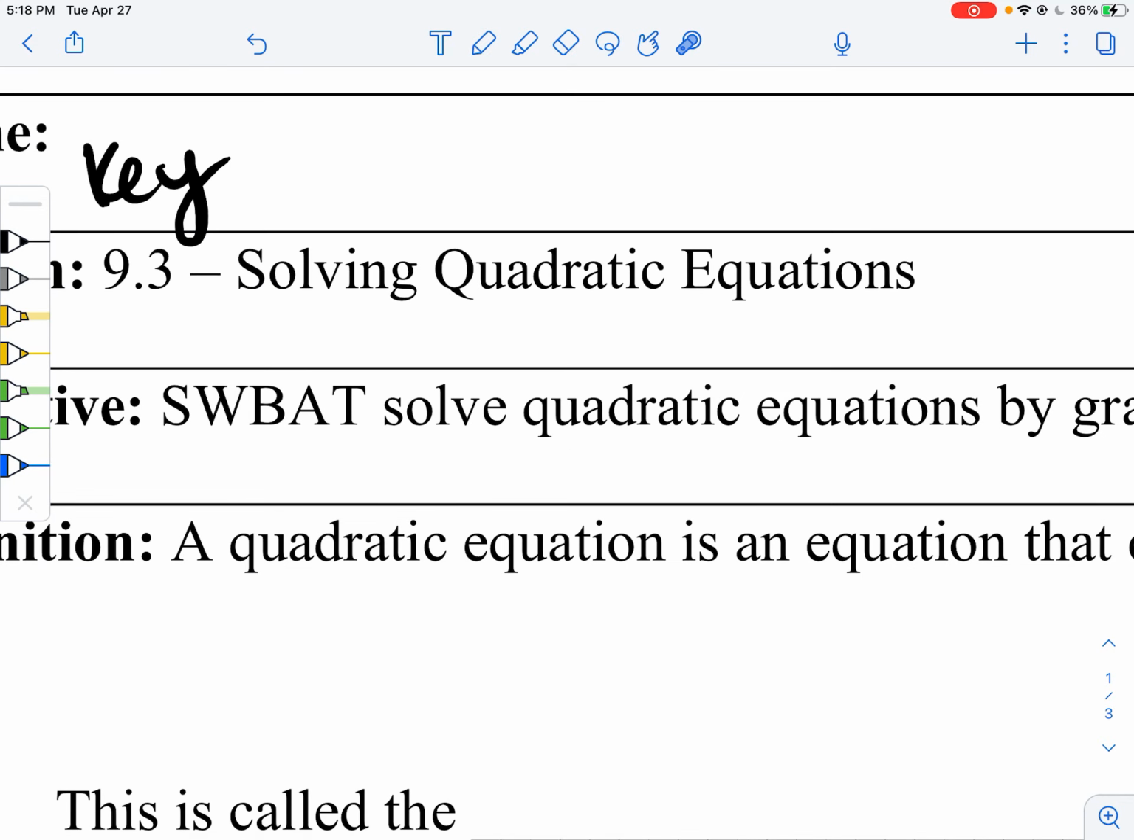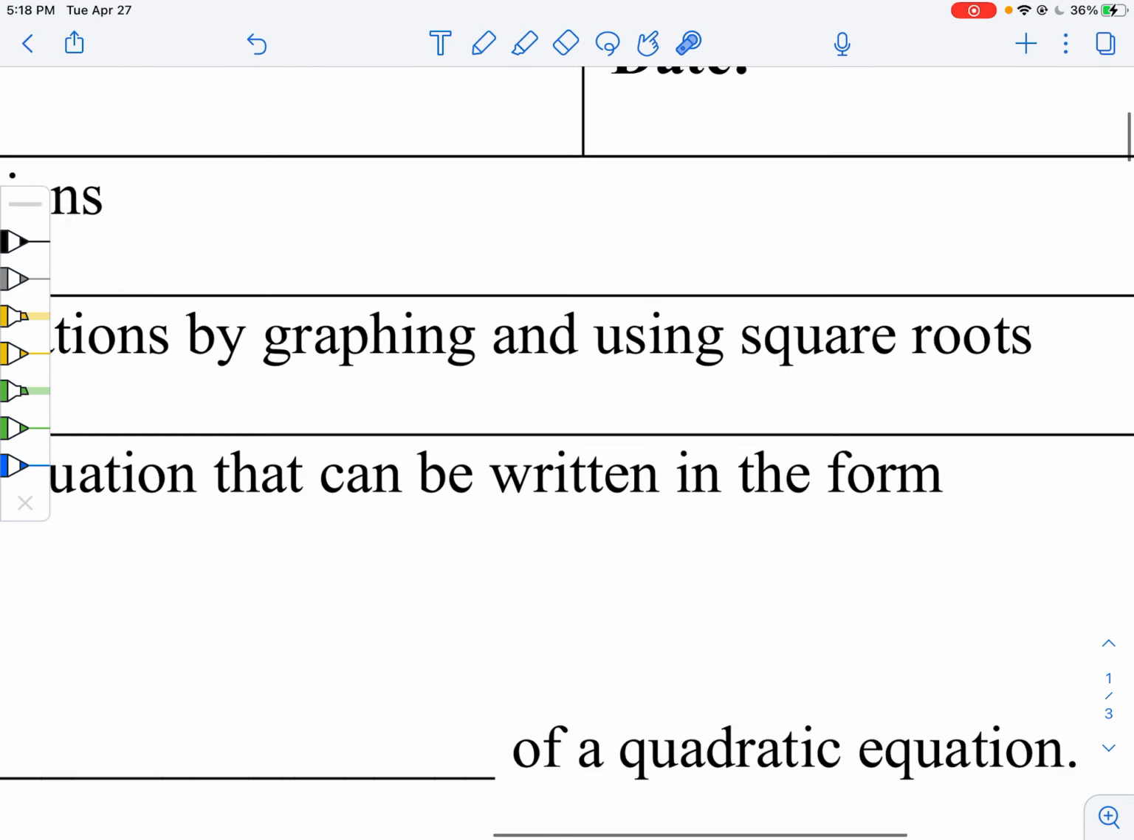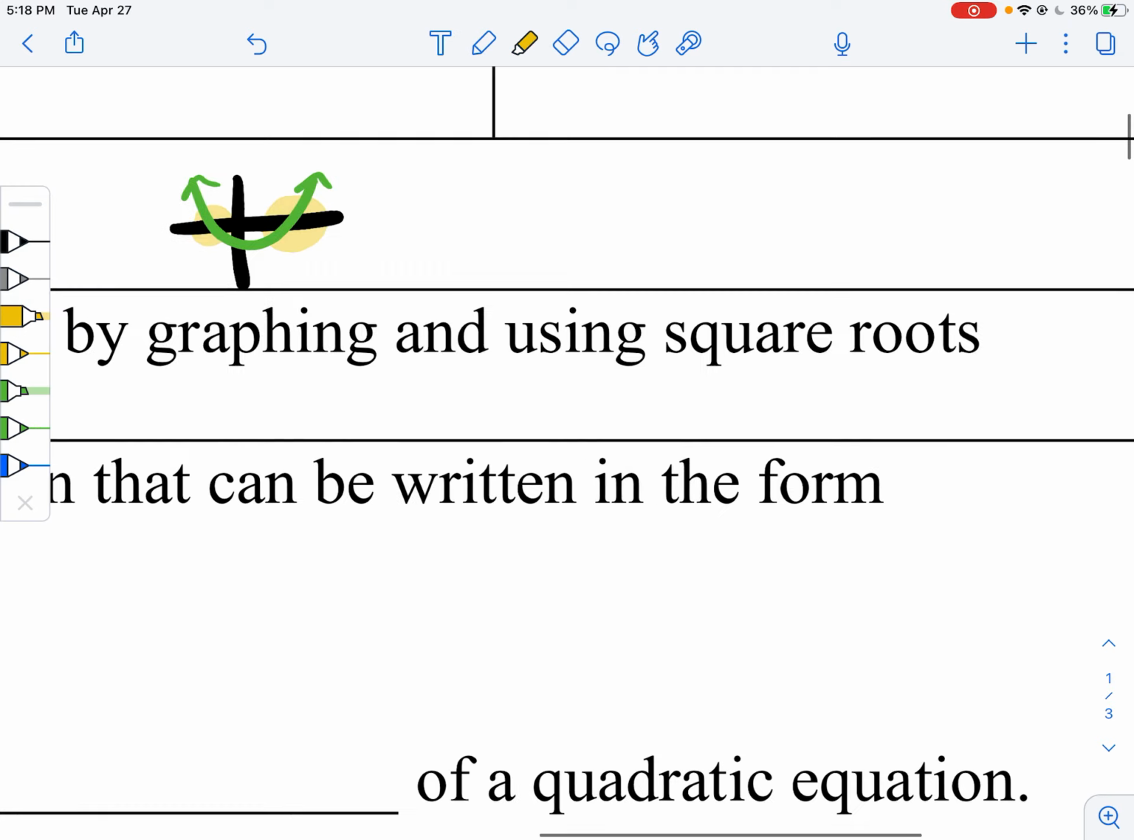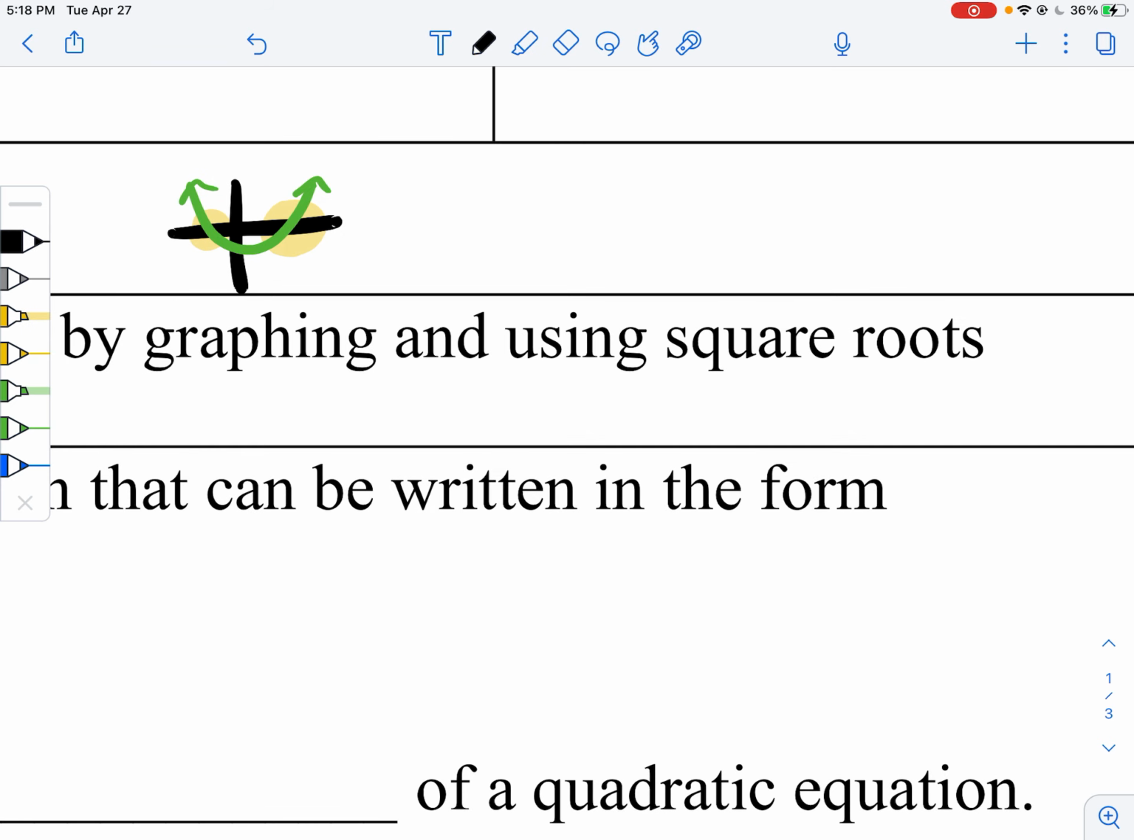By the end of the day, you'll be able to solve quadratic equations with two methods. The first is by graphing. You'll look at a graph of the parabola and see where your solutions are. And then the second way is by using square roots. So you'll have some sort of x squared equals some number, and you'll take square roots to figure out what that is.